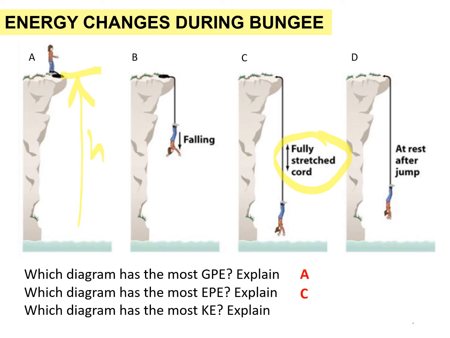Finally, which diagram has the most KE? B does, because the bungee rope is not stretched yet. They're falling with maximum velocity, so they have the biggest KE.